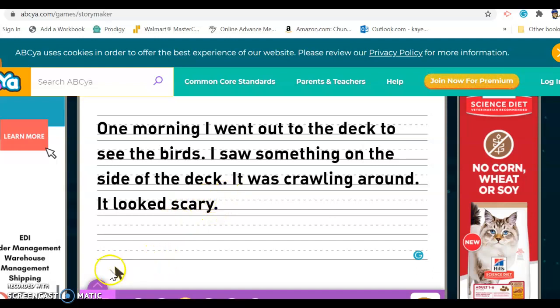Okay, so make sure that when you're working on your writing that you're constantly checking that it makes sense and checking for capital letters and periods and good sentences. I can't wait to read what you wrote.